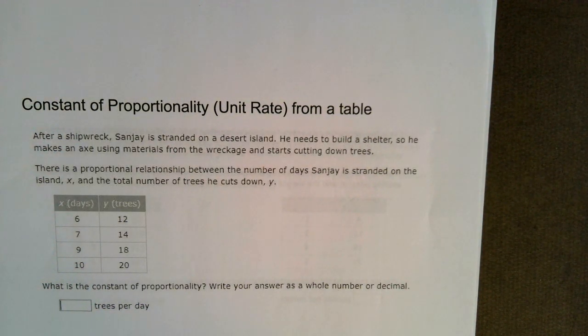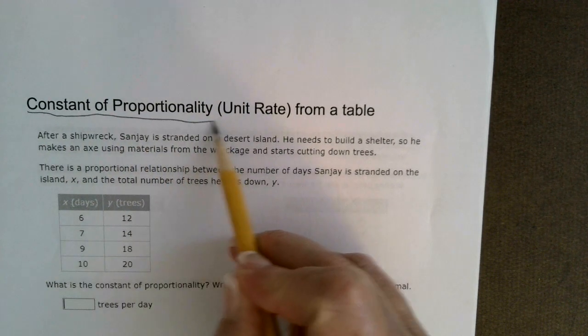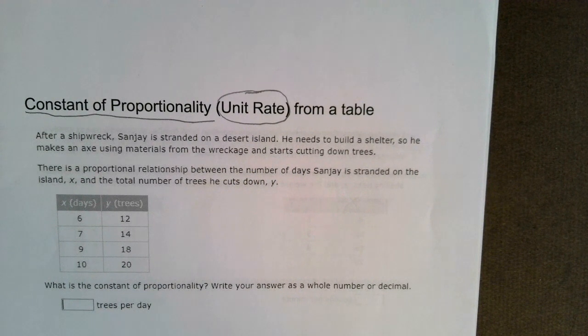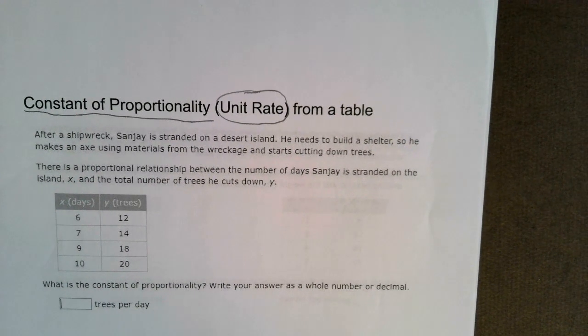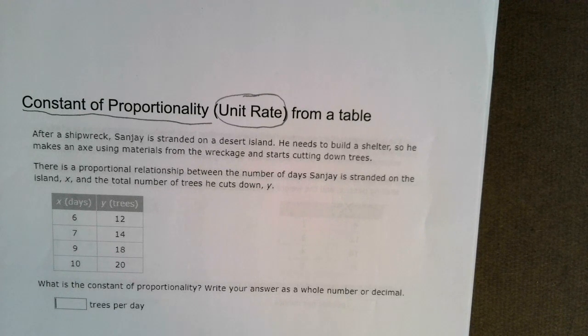All right, if you missed the Zoom lesson on Thursday, we talked about the constant of proportionality, and that's just finding a unit rate. Those two things mean the same thing from a table. So you're looking at the table and you're finding the constant of proportionality. The constant of proportionality is the unit rate.